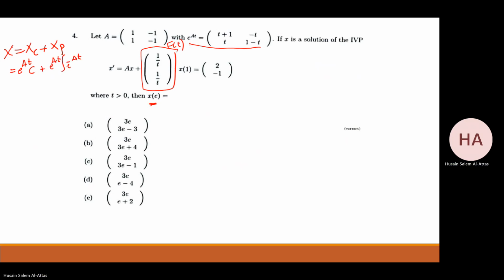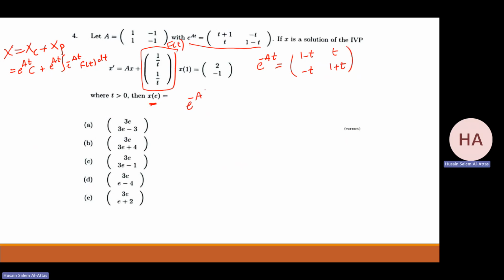integral of f of t dt. Okay. Now I need to find e to the power minus At. That will be 1 minus t, t minus t, 1 plus t.